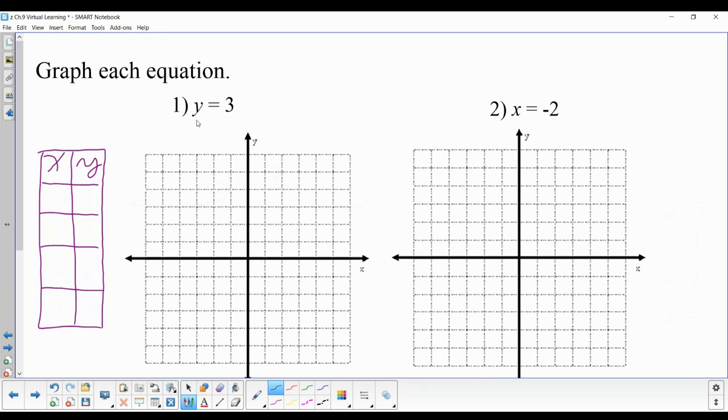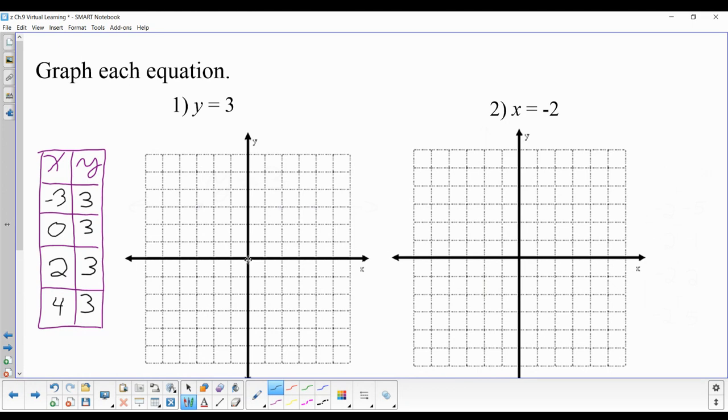Now for number one, it says y equals 3, which really does just flat out mean y equals 3. The y value is always 3. For the x value, you can plug in any number you want. So I'll do that. I'll put in a -3, I'll plug in a 0, I'll plug in a 2, I'll plug in a 4, and then I graph them.